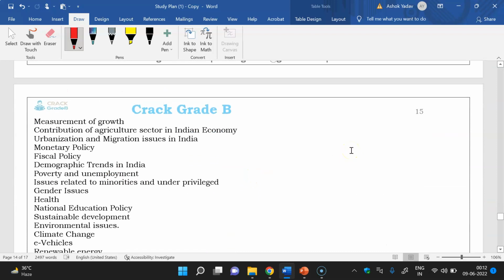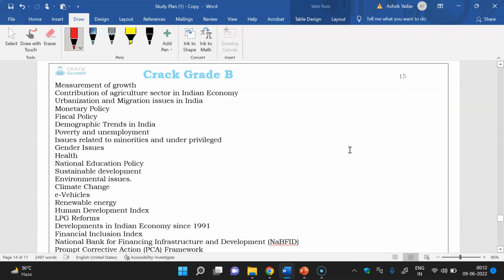And for descriptive we have given a list of these topics specifically. Measurement of growth, how it is being done, contribution of the agriculture sector, and the service sector you can also add here. Urbanization, migration issues in India, monetary policy, fiscal policy, demographic trends, poverty and employment issues related to minorities and the underprivileged, gender issues, specifically women and children. What are the issues, what are the initiatives taken by the government, you can mention when you are writing the answer, and you can mention the various schemes.